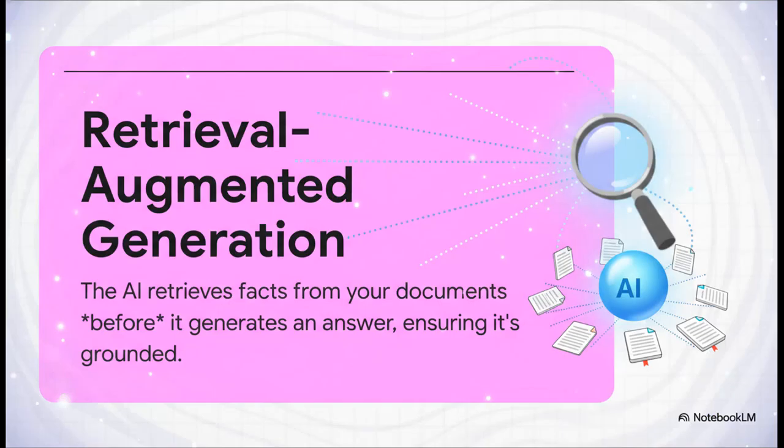Now, the tech behind this has a fancy name, Retrieval Augmented Generation, or RAG. But don't let the jargon scare you. The concept is actually super simple. It just means the AI does two things in order. First, it retrieves. It goes and finds the exact facts from your documents. Then, and only then, does it generate an answer based on what it found. That's what keeps it grounded.